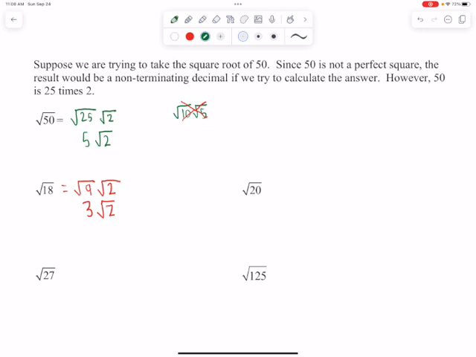Or if we have the square root of 20, a perfect square that is a factor of 20 would be 4. So we can split this up into the square root of 4 times the square root of 5. The square root of 4 simplifies to be 2. We leave the part we can't simplify alone, so we have 2 square root of 5. If you'd like to try the next two problems on your own, pause the video now and resume when you're ready to see the solution.